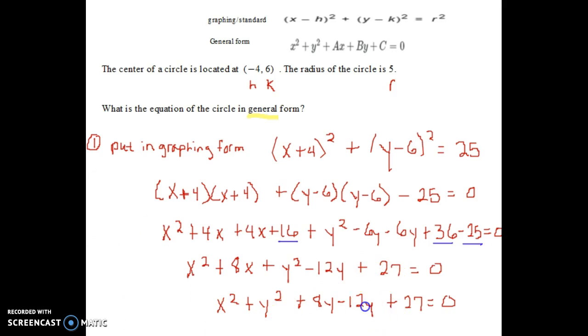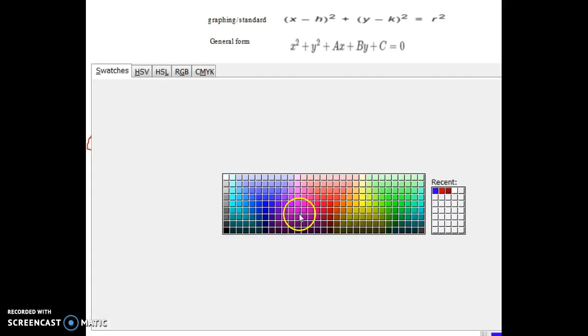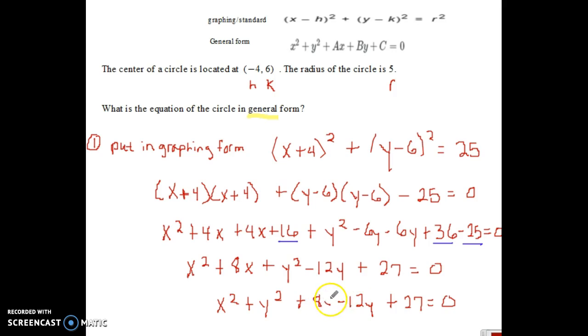And now we've got our general form, putting the square terms in front. X squared plus y squared plus 8x minus 12y plus 27. And oops, let me correct this. That should be 8x. Sorry about that. All right, so 8x, don't want to confuse my terms there. So all I did was bring it down and just put it in this general form. See how the general form is. So 8x minus 12y plus 27.